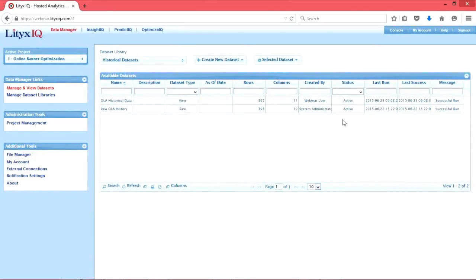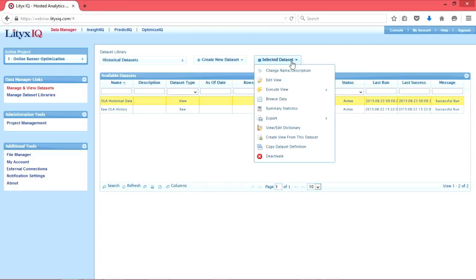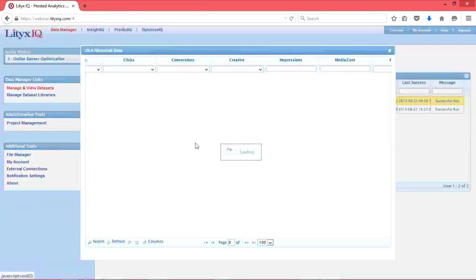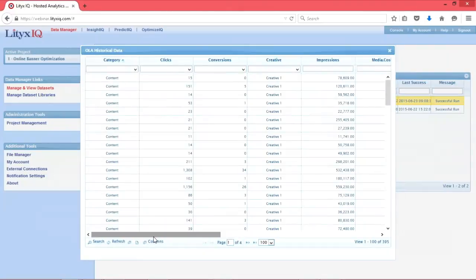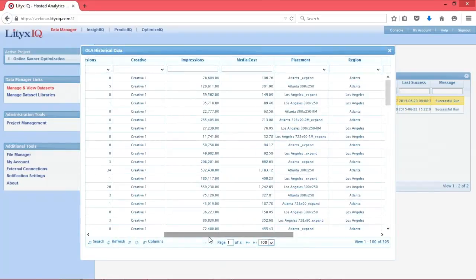And first, I'll walk through some examples of the media buying, online banner ad optimization. And real quickly for that problem, I'm going to stay in the data manager solution here within the platform and give you a brief view of the simple data set that will be used as the backbone for solving this problem. So what you can see here are some historical results for different placements that have been made, how many impressions, how many clicks, what was the creative that was used, what was the category of the site.